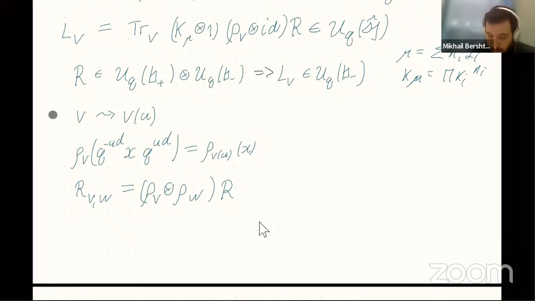Yes. d is defined such that q^d e_i q^{-d} equals e_i for i not equal to zero. And similarly for f. And for e_zero, q^d e_zero q^{-d} is equal to q e_zero.